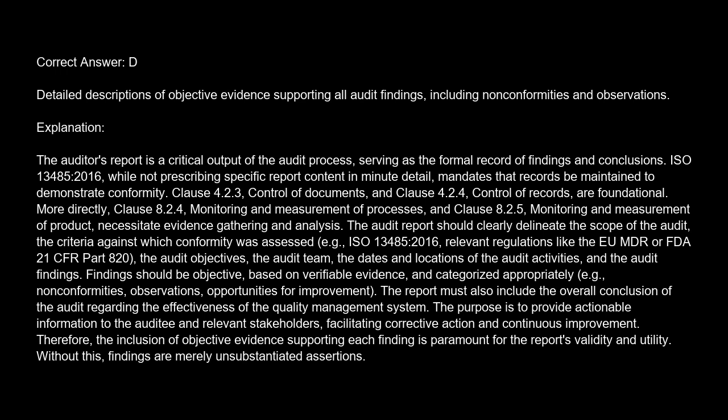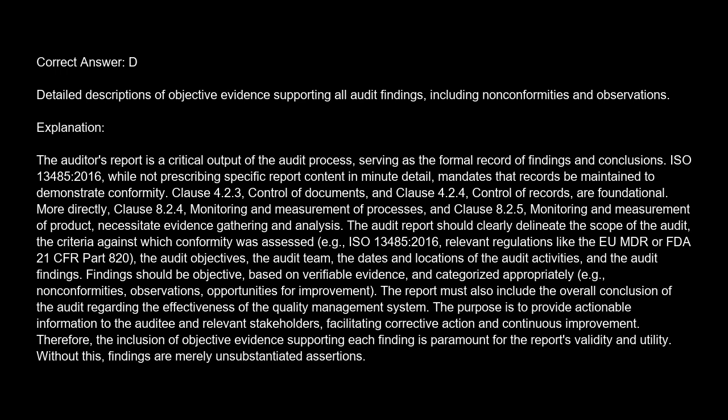More directly, Clause 8.2.4 Monitoring and measurement of processes and Clause 8.2.5 Monitoring and measurement of product necessitate evidence gathering and analysis. The audit report should clearly delineate the scope of the audit, the criteria against which conformity was assessed, e.g. ISO 13485:2016, relevant regulations like the EU MDR or FDA 21 CFR Part 820, the audit objectives, the audit team, the dates and locations of the audit activities, and the audit findings. Findings should be objective, based on verifiable evidence, and categorized appropriately, e.g. nonconformities, observations, opportunities for improvement.